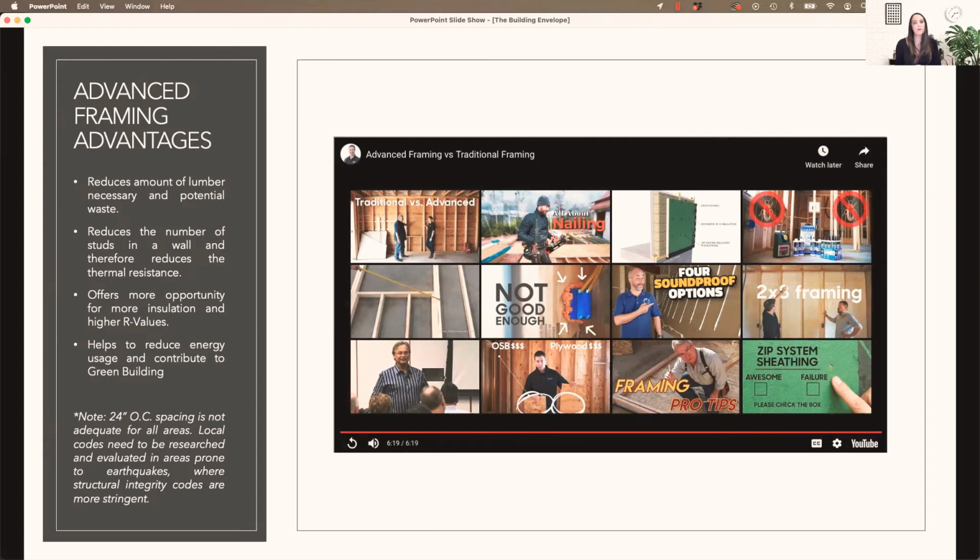Any questions about advanced framing techniques? How long has advanced framing been around, and is it going to become the new code or standard for building?